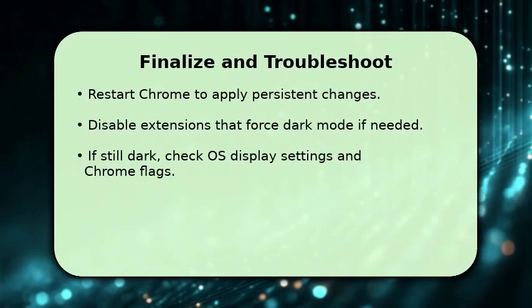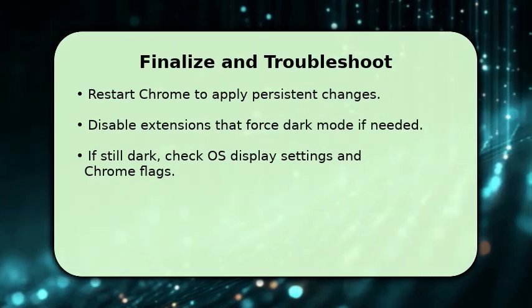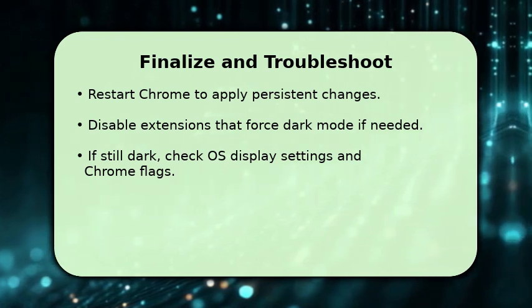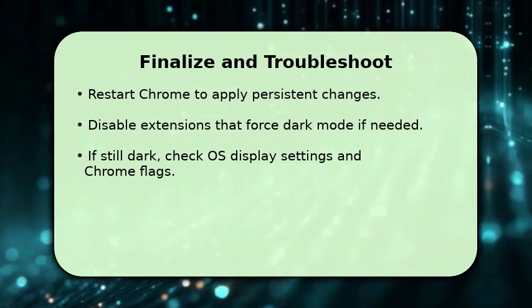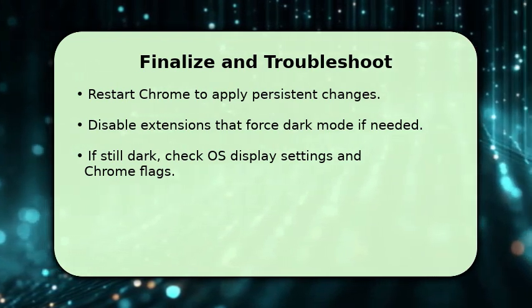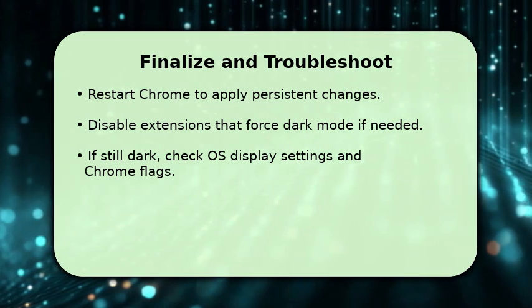If parts remain dark, disable any extensions that force dark mode because they override theme settings. Make sure websites aren't using Chrome's Force Dark Mode flag. Go to Chrome, //flags, and set Auto Dark Mode for web contents to default or disabled.